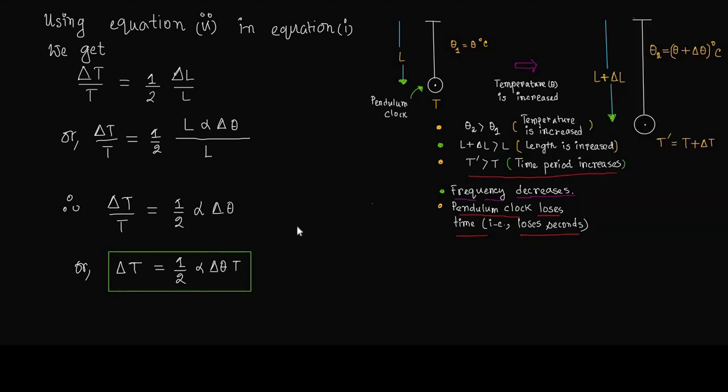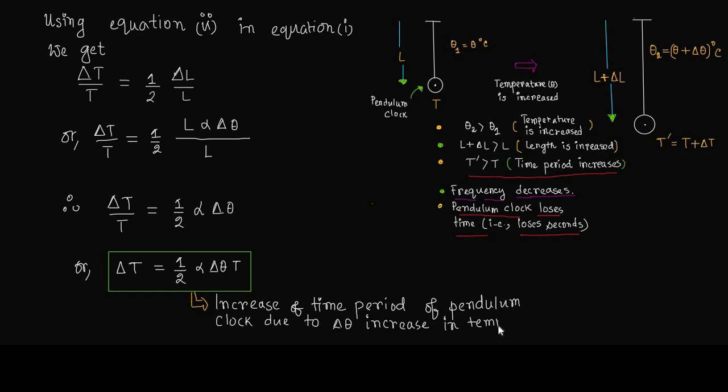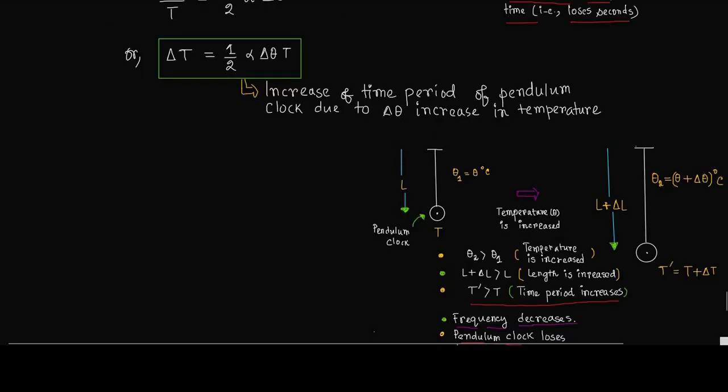Delta T, which is equal to half alpha delta theta T, is the increase in time period of the pendulum clock due to rise in temperature, due to delta theta increase in temperature of the pendulum clock. Delta T is equal to half alpha delta theta T.